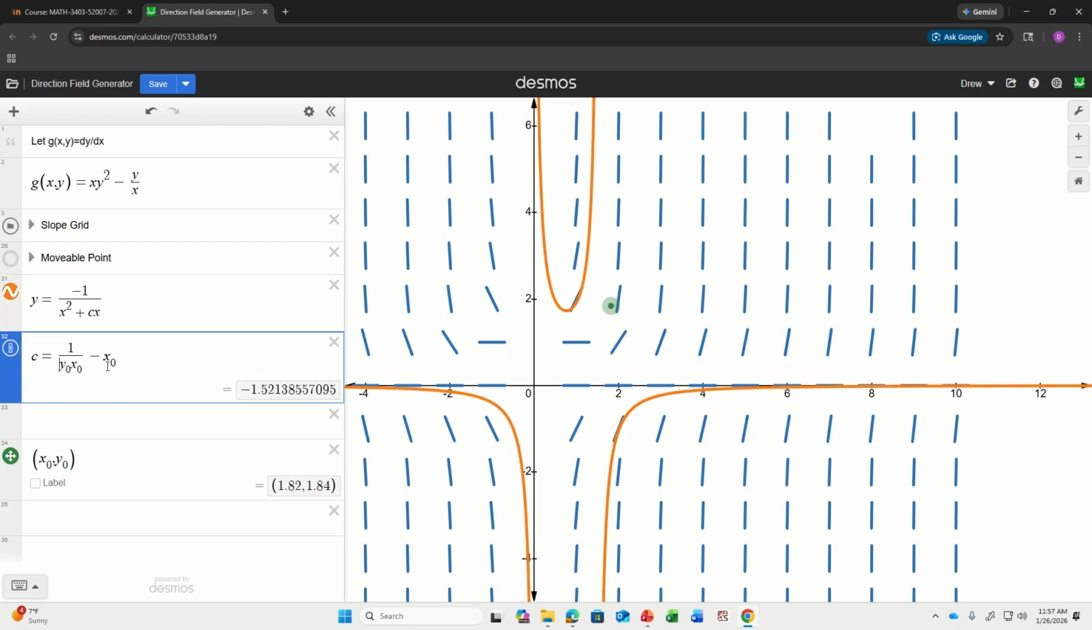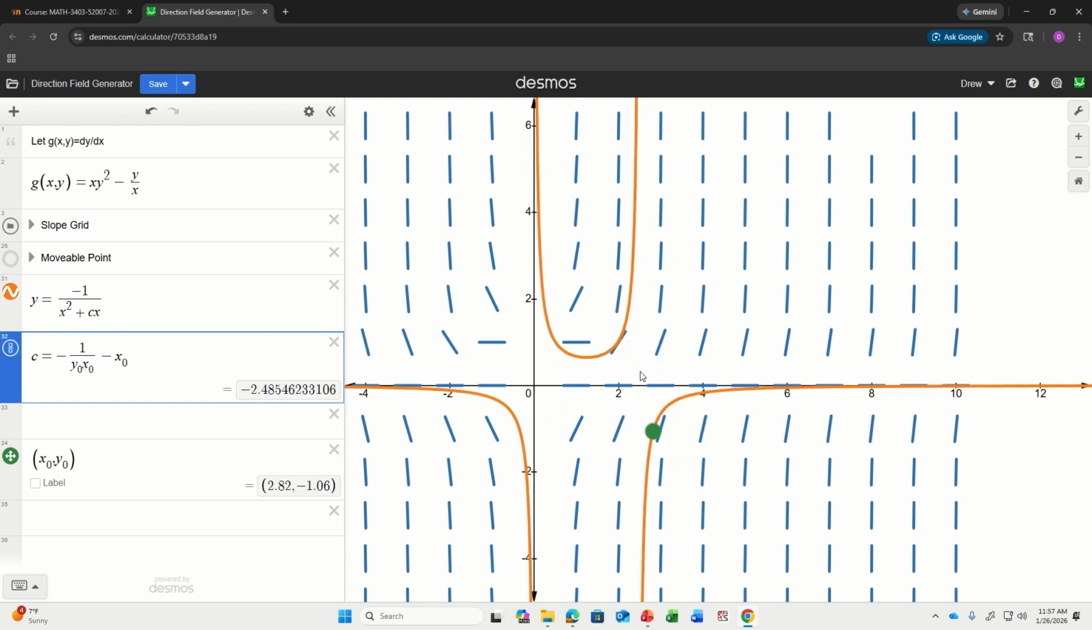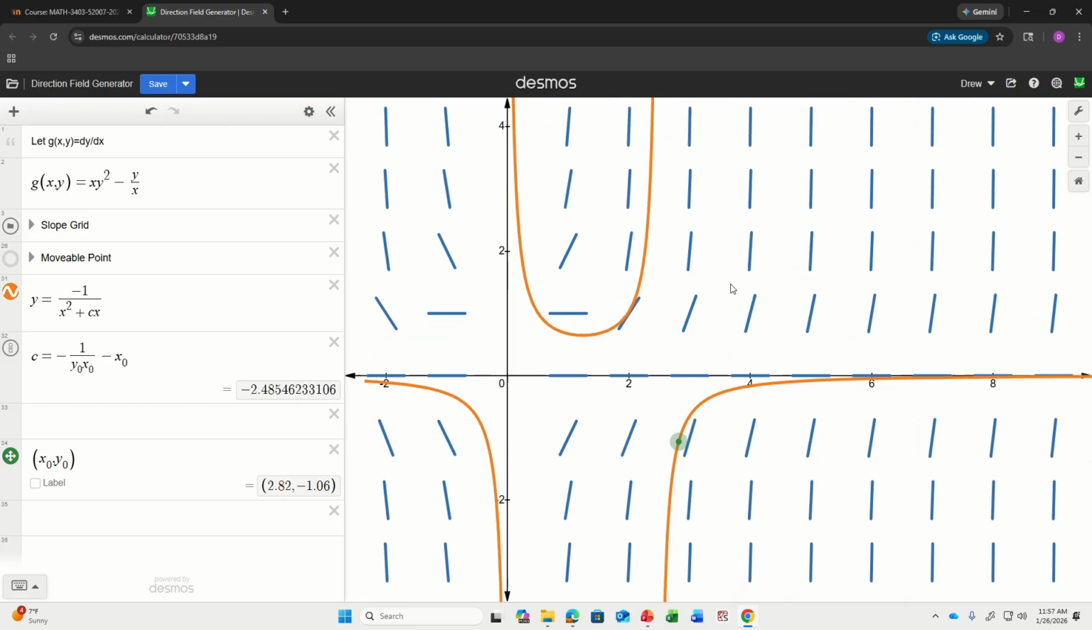And that means I need to also put a negative here in front of this y. Does that work? Yeah. Okay, now it works. That's how it should look. Cool.